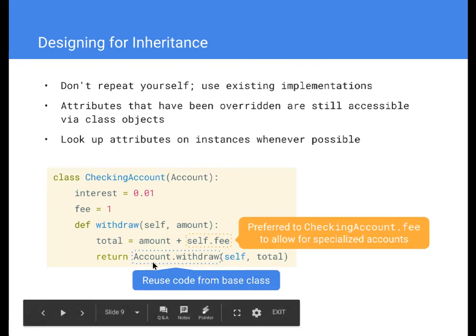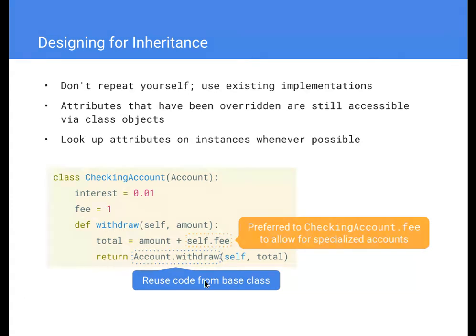And here's the DRY. Don't repeat yourself. Reuse code from the base class. Questions about any of these three principles? They're a little abstract, but as you work with the Ants project, you'll have more experience with it.